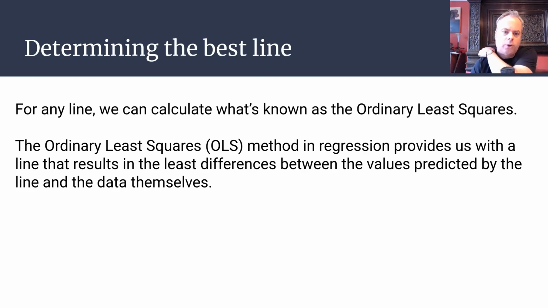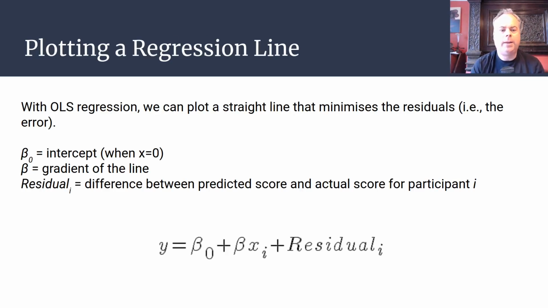So we're going to draw a line, and we're going to use the OLS method. And this OLS method in regression will provide us with a line that results in the least differences between the values predicted by the line and the data themselves. So we're minimizing the deviation of the residuals. The actual deviation of the individual data points from the straight line will be minimized. So we're going to plot a straight line that minimizes the residuals.